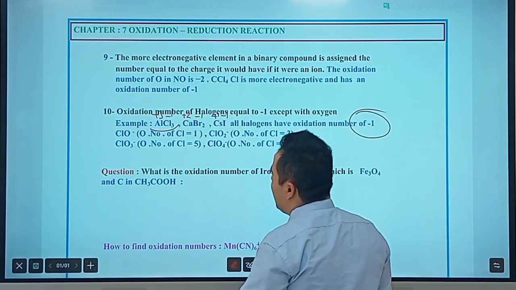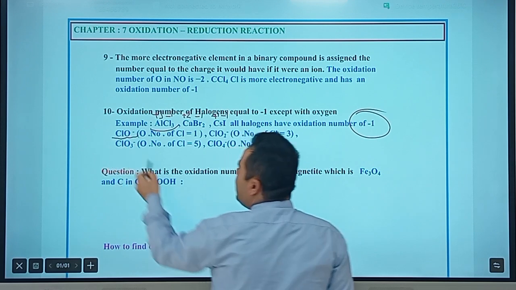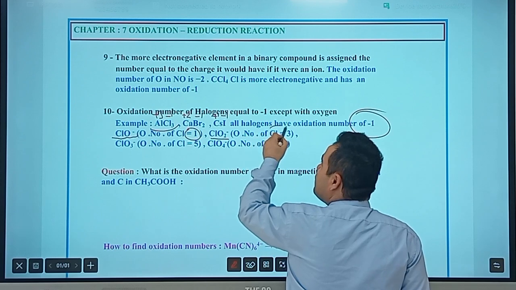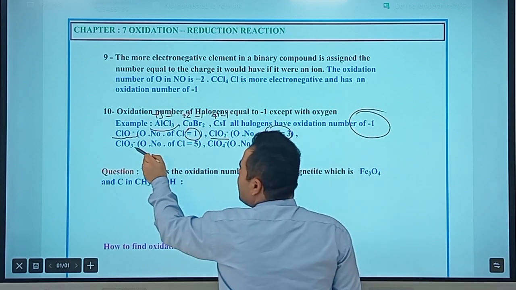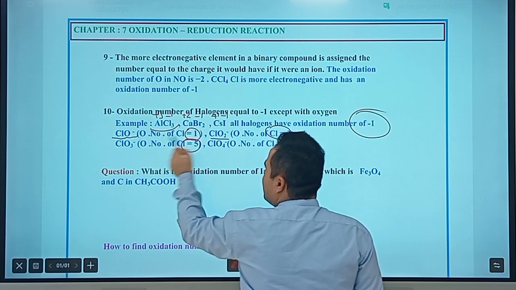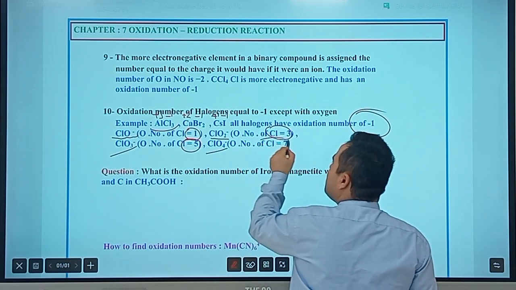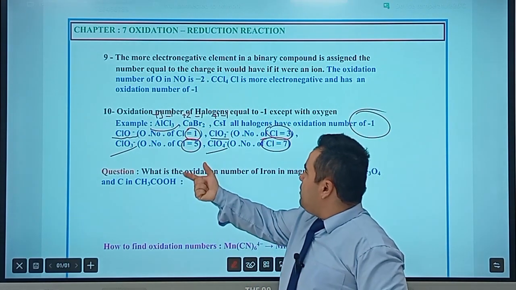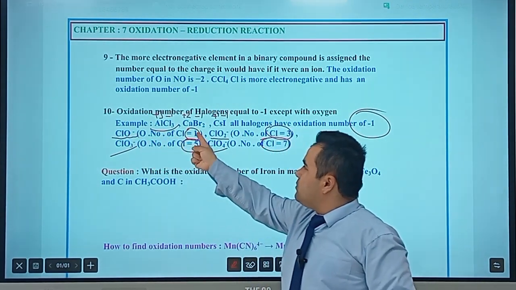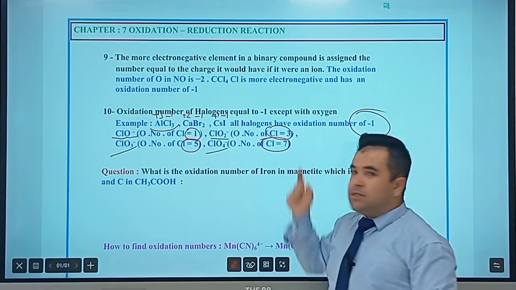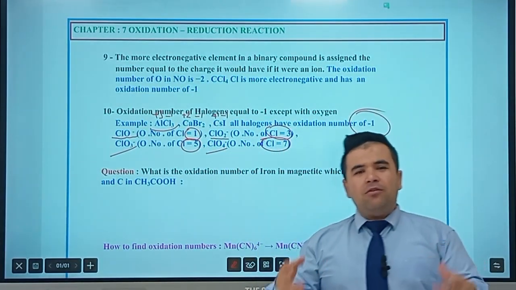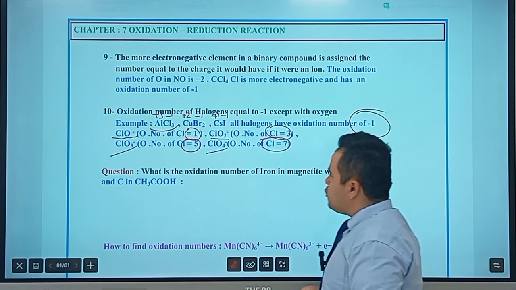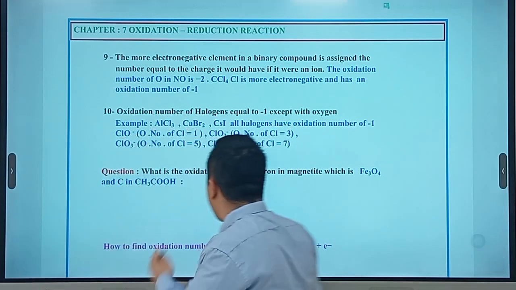But have a look with the oxygen, guys. ClO negative, oxidation number is 1. ClO2 negative, oxidation number is 3. How does it change? ClO3 negative, oxidation number is 5. ClO4 negative, oxidation number is 7. The same case with oxygen, but with a different number of oxygens. The oxidation number of chlorine is 1, 3, 5, 7. The same for the other halogens. The oxidation number of halogens is -1 usually, but with oxygen it varies according to the compound, guys.